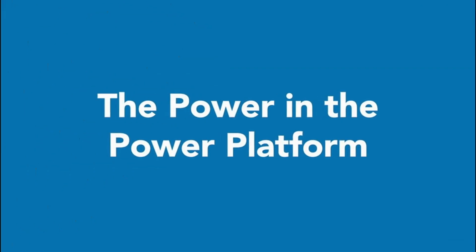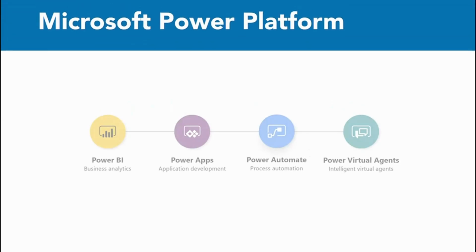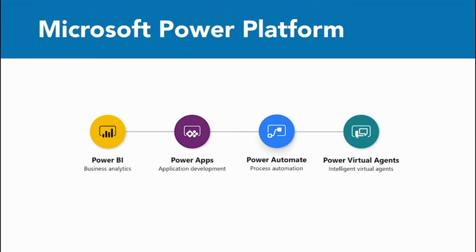The Microsoft Power Platform combines the power of Power BI, Power Apps, Power Automate, and Power Virtual Agents into a single application platform, so you can quickly and easily build applications, automate processes, and gain insights from your data. You can use these apps separately, or you can use them in combination.